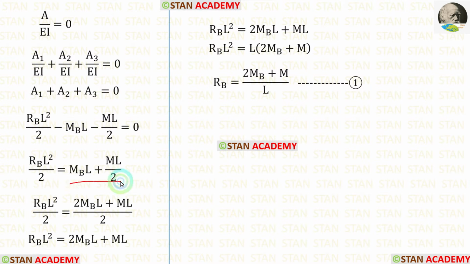Here let us take LCM. We have to multiply MBL with 2. Then we can eliminate 2. From here we can take L outside. Then we can eliminate L and square. Finally, for RB, we are getting (2MB plus M) upon L. Let us keep this equation as number 1.